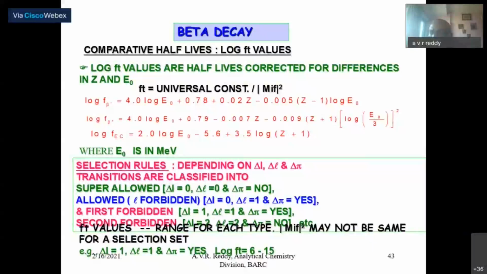And second forbidden, delta I is equal to 2, delta L is equal to 2, delta pi is equal to 1. Remember, the larger the L value, the larger delta L becomes, and life becomes tougher and tougher for this beta decay to take place. That is a thumb rule, because the shape is getting changed, and then the decay processes will be hindered.